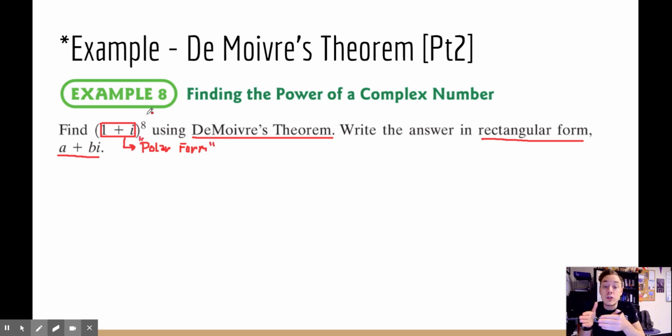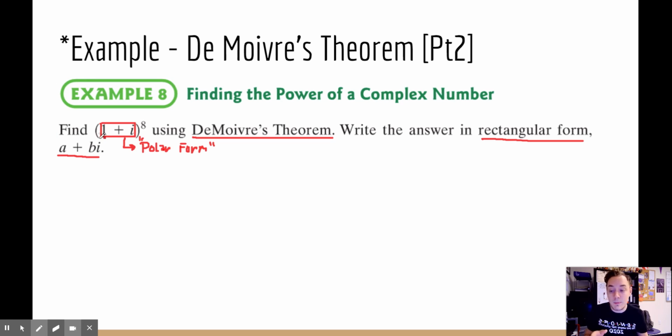And then I can use De Moivre's theorem to go from what I did in the last slide: use De Moivre's theorem, the complex number in polar form, to the 8th power. I can then implant that 8th power inside my formula, just like what I did in my last slide. And then I can simplify that and evaluate it to get my rectangular form. Okay, do you understand what we're doing here?